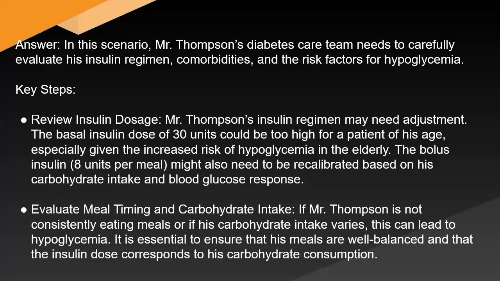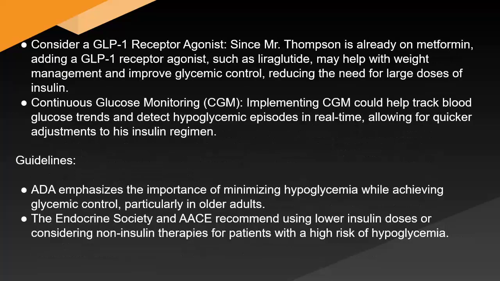glucose response. Evaluate meal timing and carbohydrate intake. If Mr. Thompson is not consistently eating meals or if his carbohydrate intake varies, this can lead to hypoglycemia. It is essential to ensure that his meals are well balanced and that the insulin dose corresponds to his carbohydrate consumption. Consider a GLP-1 receptor agonist. Since Mr. Thompson is already on metformin, adding a GLP-1 receptor agonist such as liraglutide may help with weight management and improve glycemic control, reducing the need for large doses of insulin.